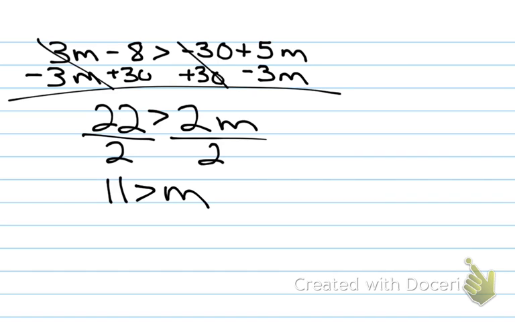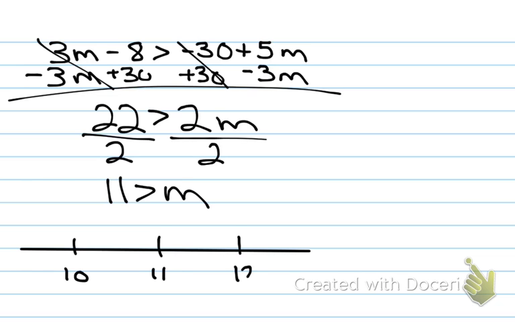But how are we going to read it for our graph? M is less than 11. Yes, so 11, 10, and 12. Less than. All numbers must be less than 11 to be a solution. All right, 2 of those on your test tomorrow, the multi-step inequalities. Any questions on those? Okay, so that's it for inequalities.